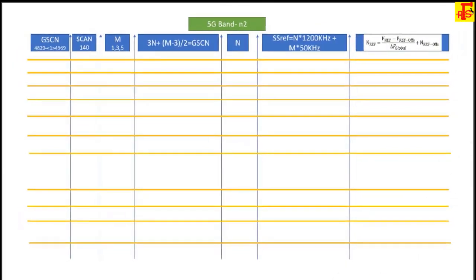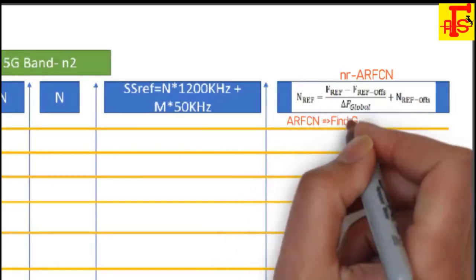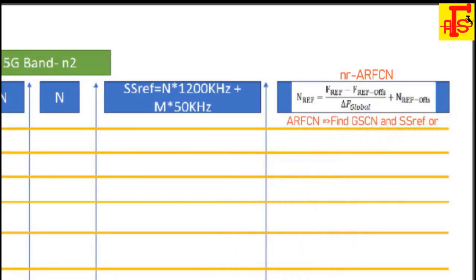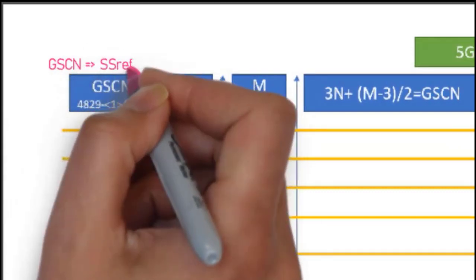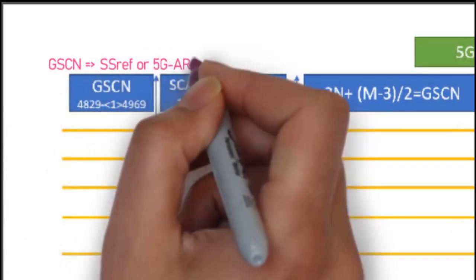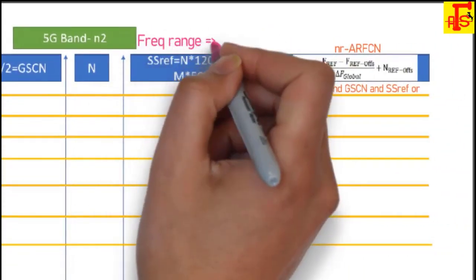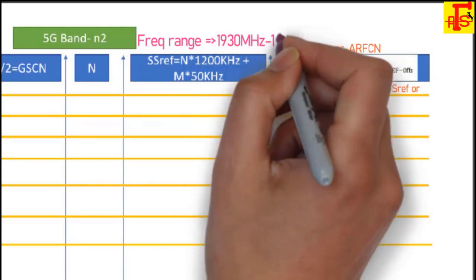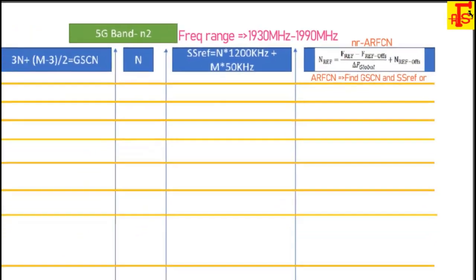From the ARFCN you can calculate and find the GSCN and the SSB frequency center point, that is SSREF. From the GSCN we can calculate SSREF and the 5G ARFCN. So these are reciprocal to each other. In this table you can see the frequency range for band N2, which is 1930 megahertz to 1990 megahertz. This is the range of band N2.